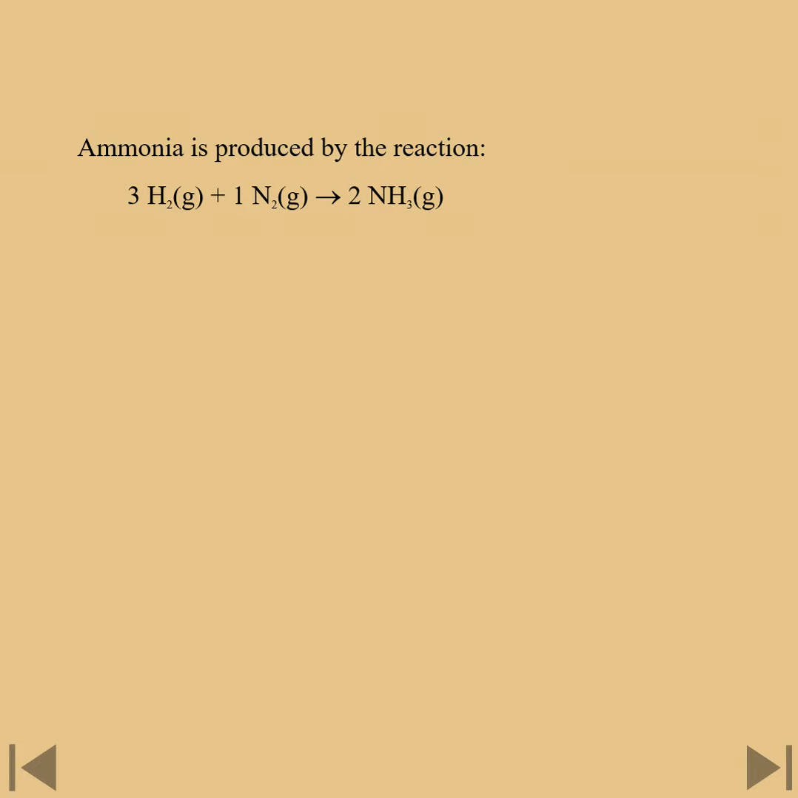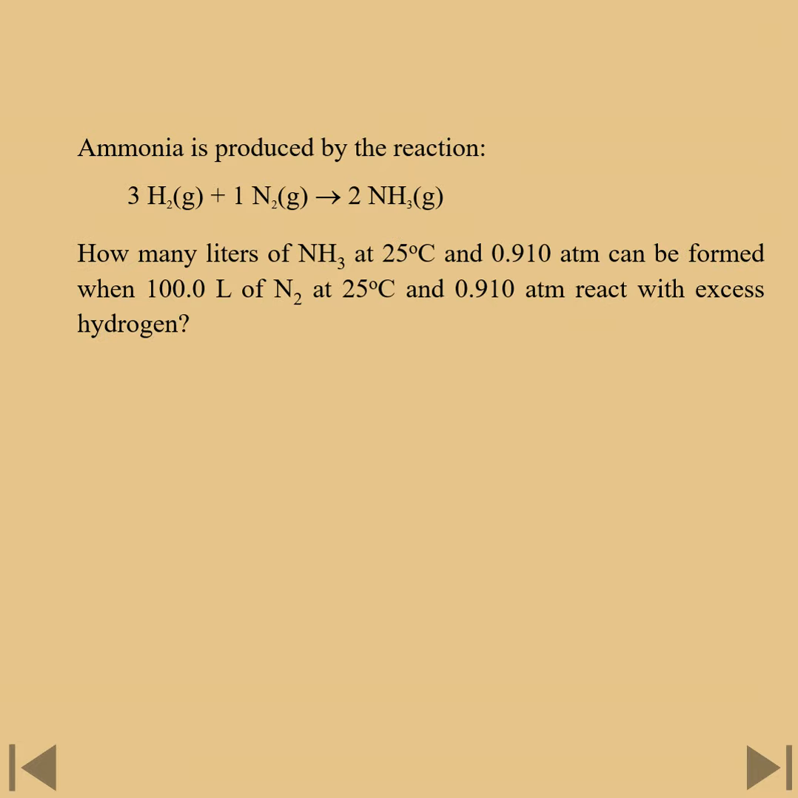Okay, ammonia is produced by the reaction below. And now, how many liters of ammonia at 25 degrees C and 0.910 atmospheres, not STP, can be formed when 100 liters of nitrogen at 25 degrees C and 0.91 atmospheres reacts, again, not STP, but they are the same temperature and pressure, when it reacts with excess hydrogen. Yay, excess hydrogen means it's not a limiting reactant problem.